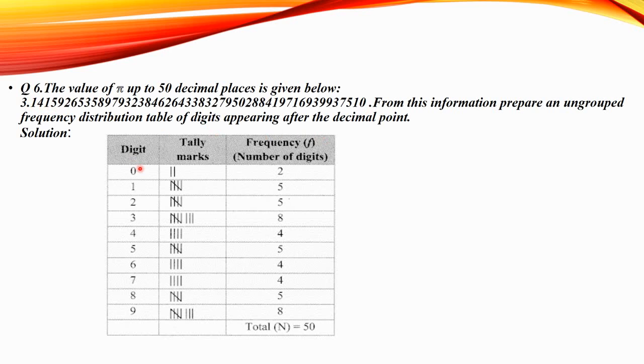Now, the digit 0 is appearing 2 times in the digits given above. Digit 1 is appearing 5 times. Digit 2 is appearing 5 times. Similarly, we have 3 appearing 8 times, 4 appearing 4 times, 5 appearing 5 times, 6 appearing 4 times, 7 appearing 4 times, 8 appearing 5 times, and 9 appearing 8 times. The total frequency is equal to 50.